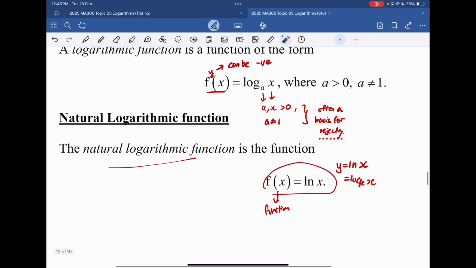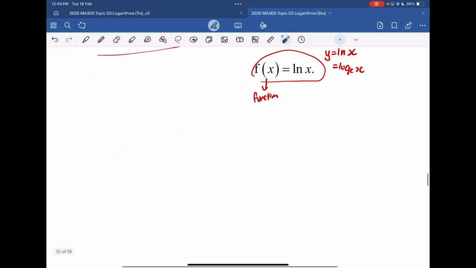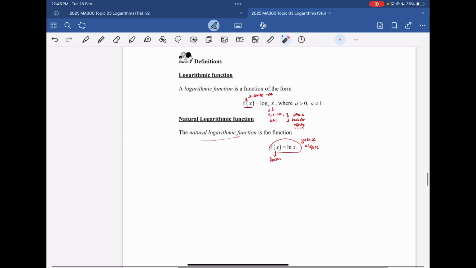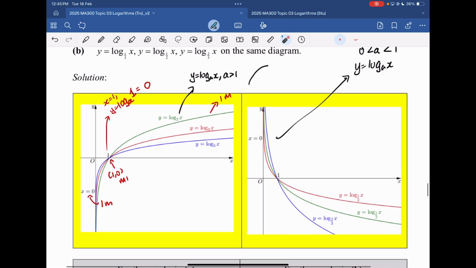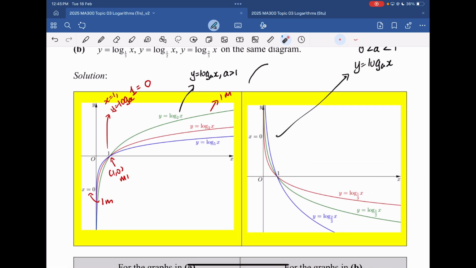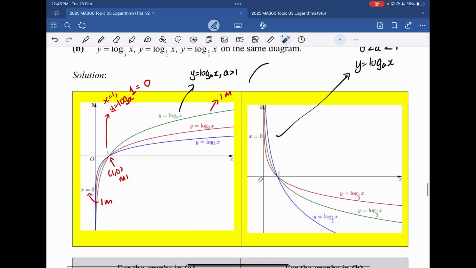So from here, it's everything you have seen before. Now I want to show you the graph. Using graphing software, I sketched the graphs of log base 2, 3, 5, 1/3, 1/2, and 2/3. In the interest of time, I'll show you what the graphs look like. So, some features about the graph.